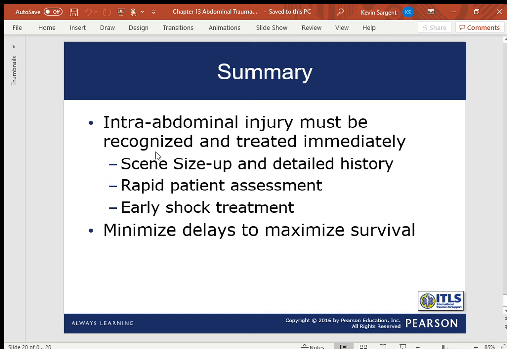And minimize delays. So don't waste a whole lot of time with these people. Get them going, identify life threats, and get them to a hospital. And notify the receiving center as quickly as possible. If it is a trauma center, they can use some form of trauma alert and have their team assembled prior to you getting there. So this concludes abdominal trauma.